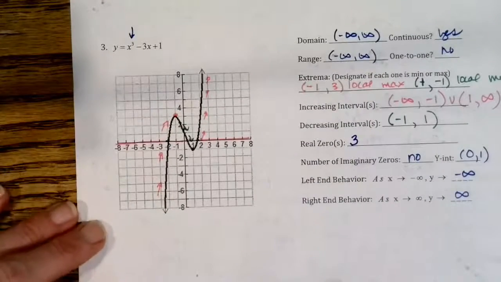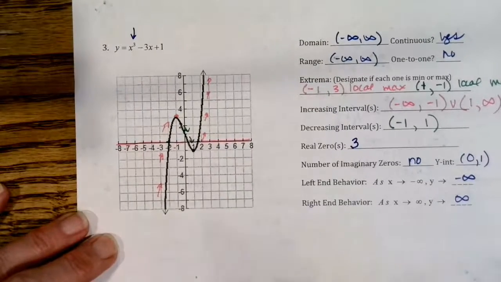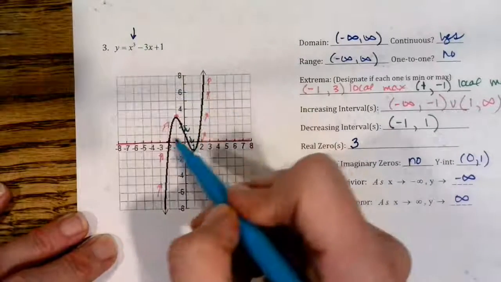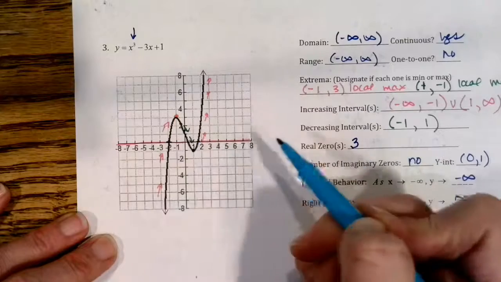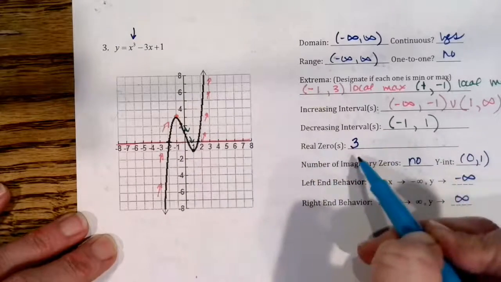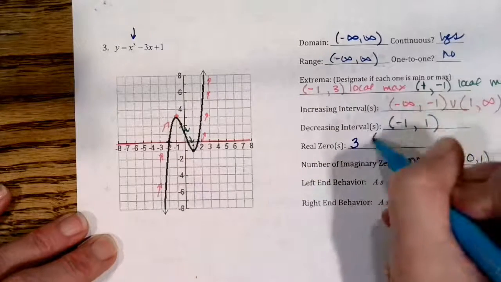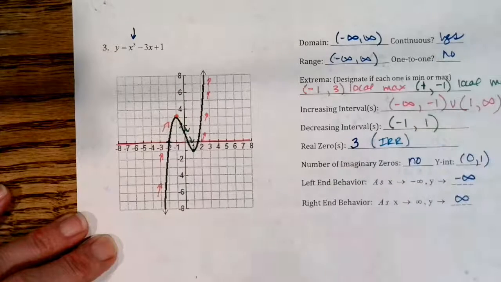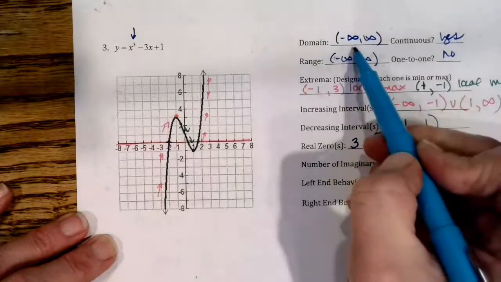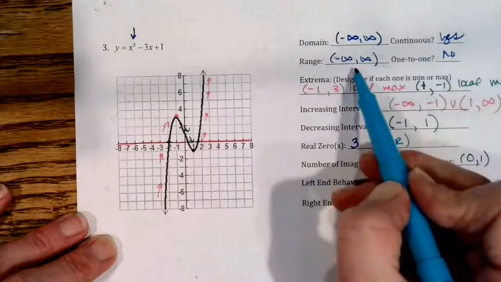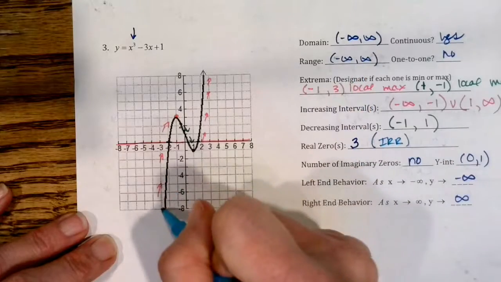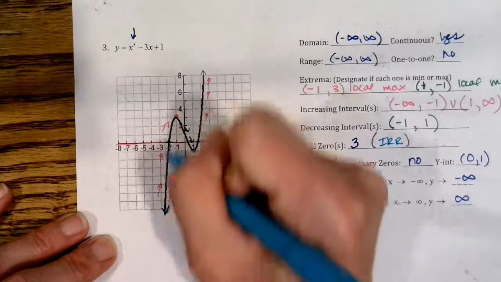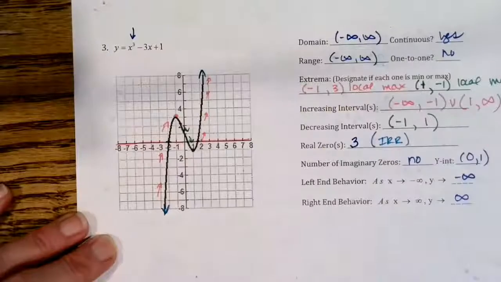All right, here's our next graph. Because I know it's a cubic function, I can see my 1, 2, 3 zeros. And when I look at the calculator, they're going to be irrational numbers, so we're not going to bother finding them today. I just know they're there. My domain is all real numbers. Yes, it's continuous. My range is all real numbers because my output goes from negative infinity all the way up to positive infinity.